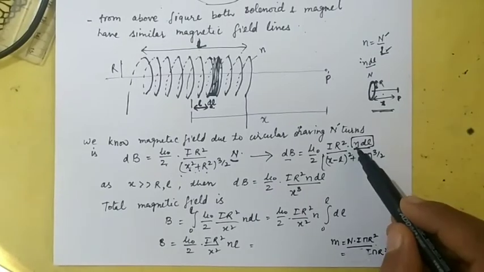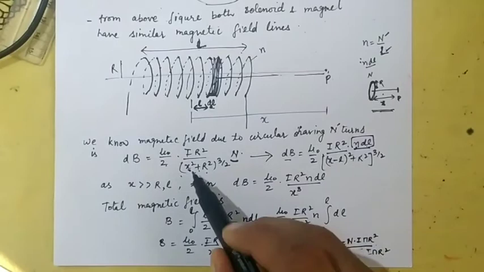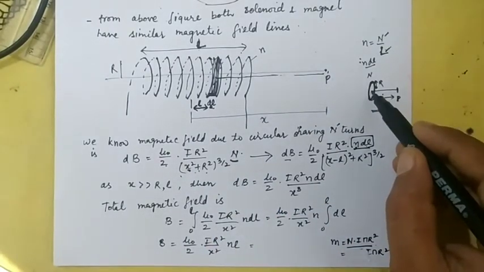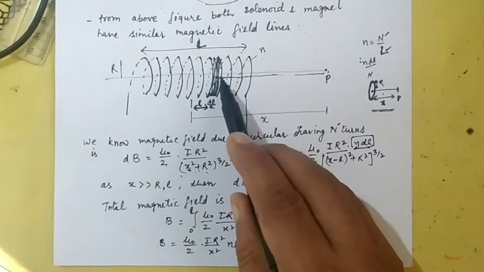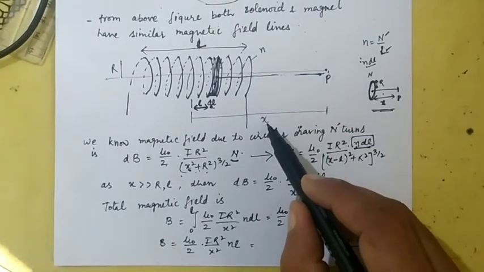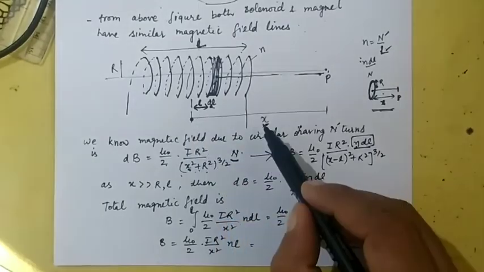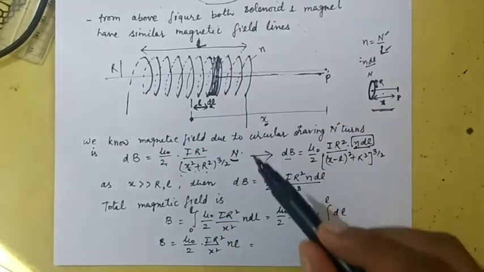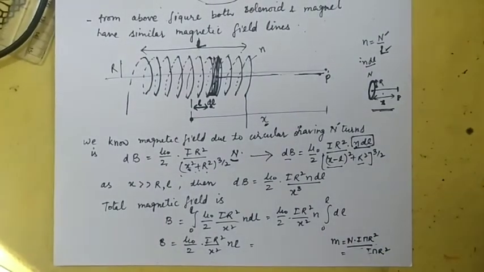So n into dl, now divided by x, where x is the distance from the point of observation to the center of the loop. Here the center of the loop is here, and we want to calculate this distance, but this x distance is from the center of the solenoid. So this distance will be equal to x minus L. So I put here (x minus L) whole square plus r square, to the power 3 by 2.